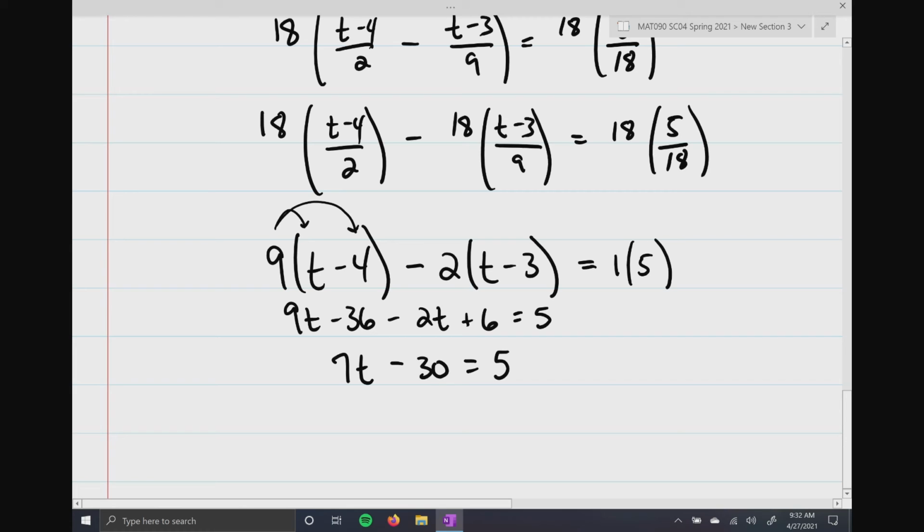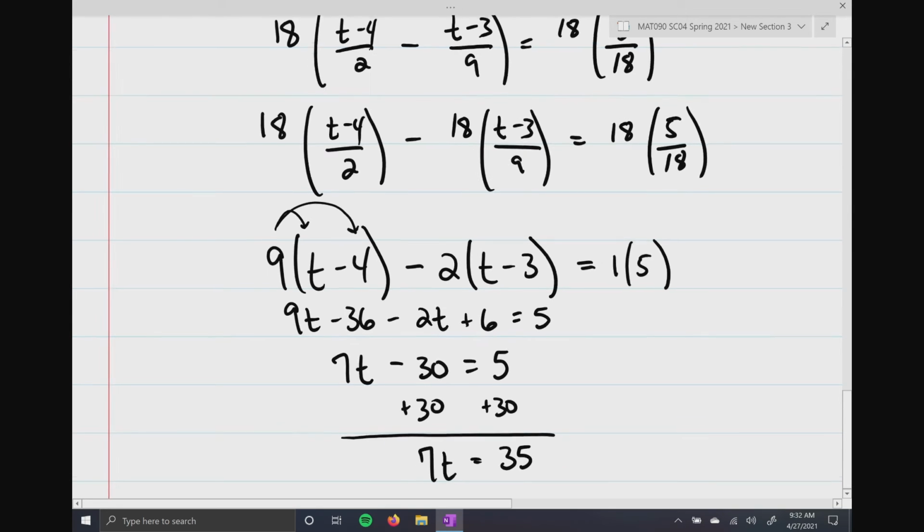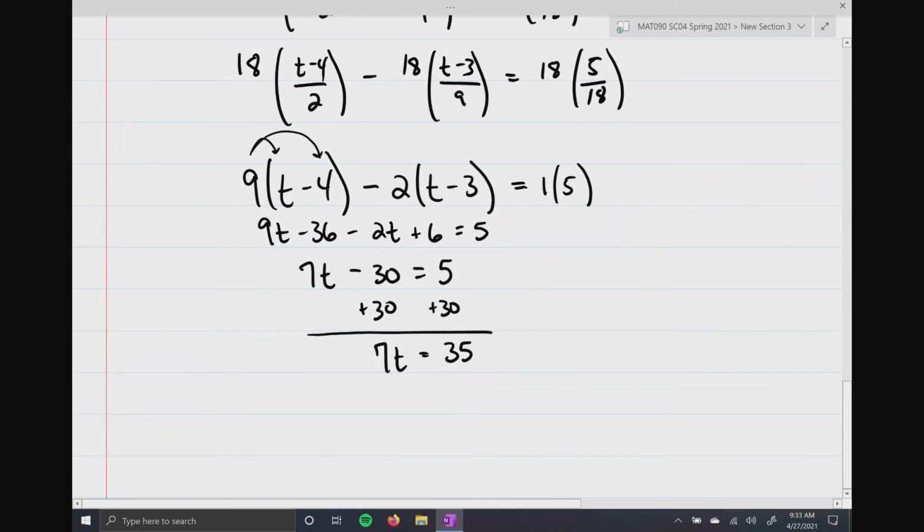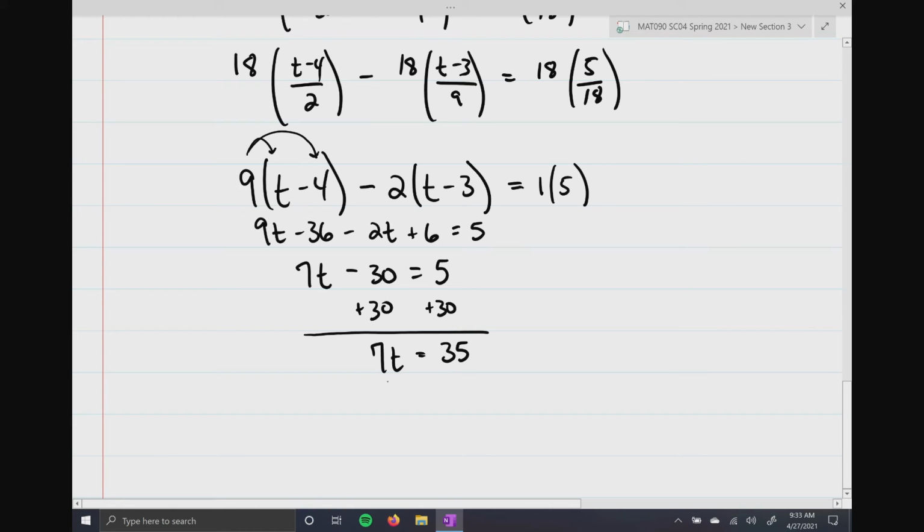Now I'm going to get variable terms on one side, constant terms on the opposite side. So I'll add 30 to both sides, which will give me 7t equals 35. And then I divide both sides by the number in front of the variable to give me t equals 5. Any questions with that?